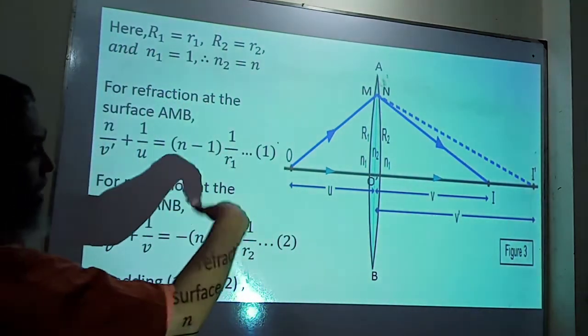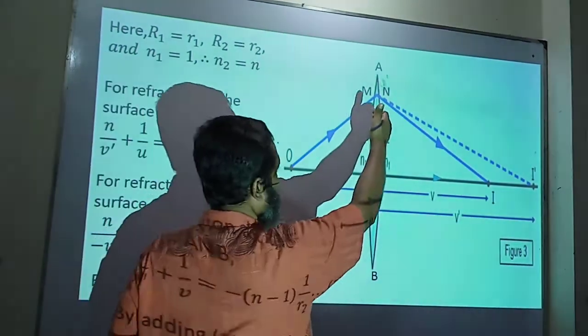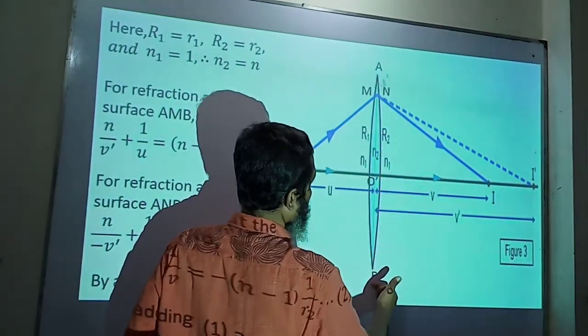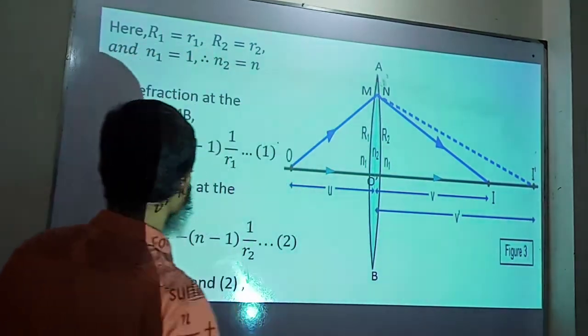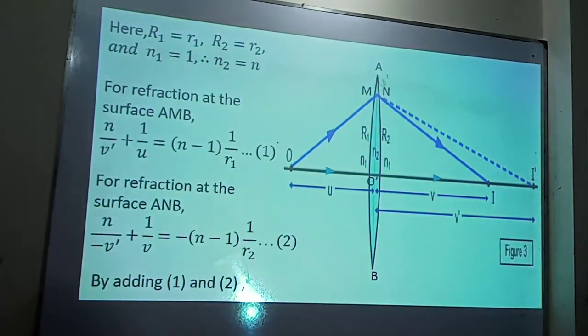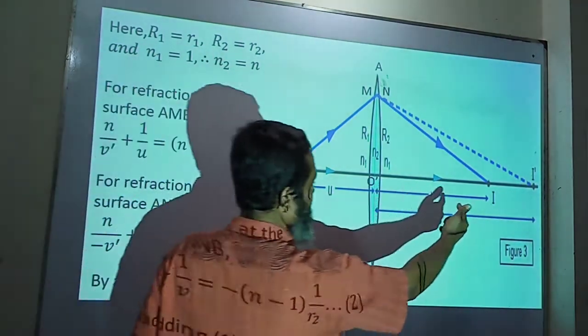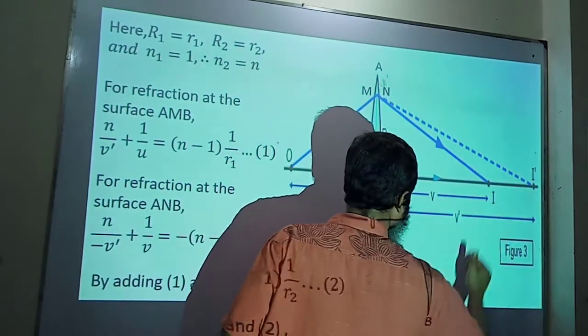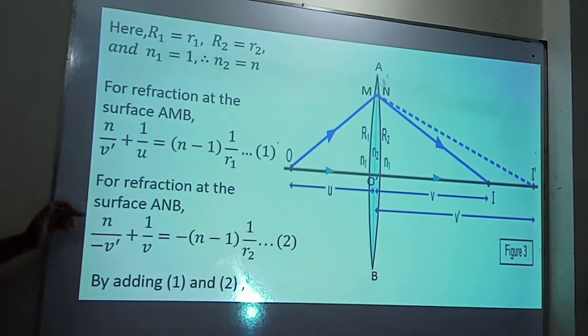Then we will go for the refraction at the second surface, that is at the surface AB. Here this is the image and there this is the object. So here we have n by minus V prime.